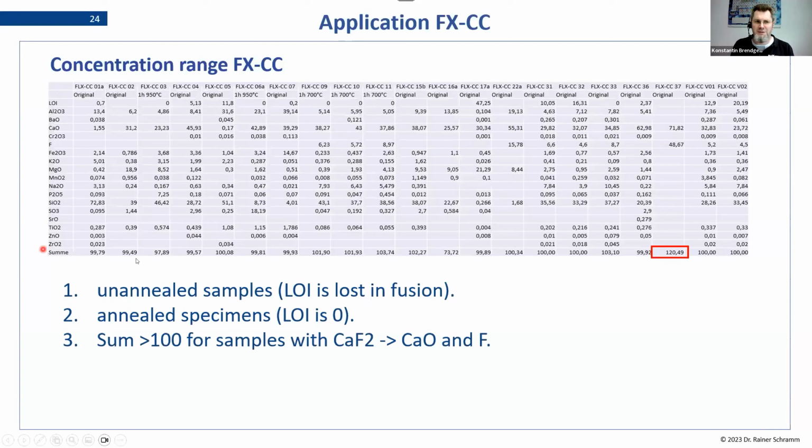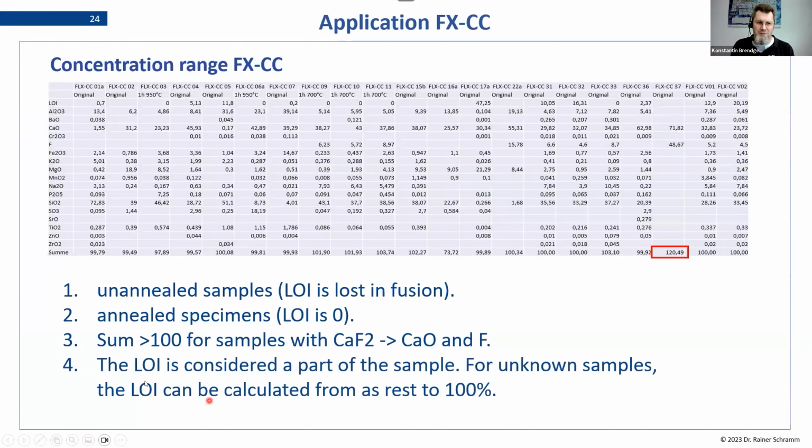If you look at the sum of these analytes, you can see there are some funny numbers here, mostly this one, which is 100% in sum, which is quite a lot, but that's because this is basically pure calcium fluoride, and we report calcium as calcium oxide. So that adds a bit of oxygen to the mass, and that's just a mathematical thing. But the key part is that we take the LOI as part of our sample, and that also allows us, when we run unknowns later, to calculate the LOI as the rest to 100, basically.